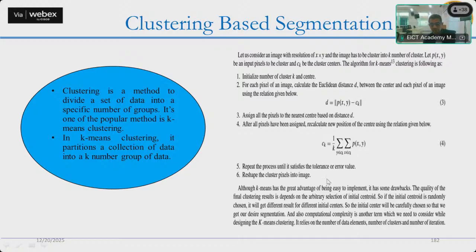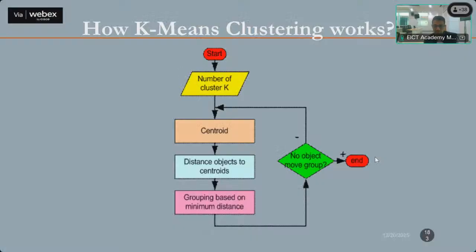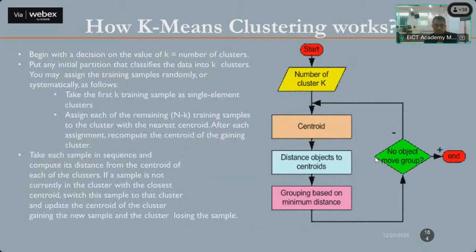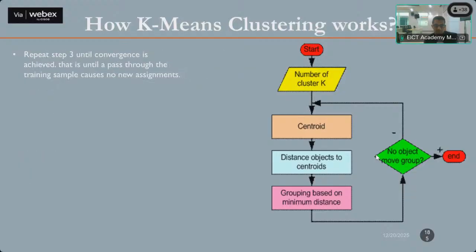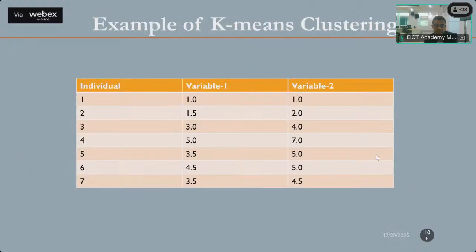But major problems are also there, in that it depends upon the arbitrary selection of the initial centroid. The flow chart shown here has the number of clusters, you find the centroid, the distance of each object, and then group it. So this is how it works.